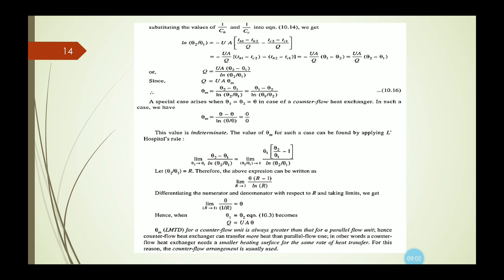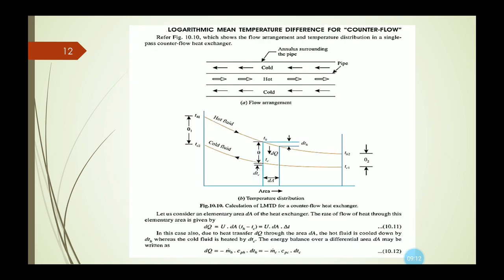So here theta 1 is Th1 minus Tc2, and theta 2 equals Th2 minus Tc1. Which we can see in this diagram, that is theta 1 equals Th1 minus Tc2, on the left hand side of this temperature distribution diagram, and theta 2 is written here on the right hand side of this temperature distribution diagram, which is actually Th2 minus Tc1, that is the outlet of the hot fluid and the inlet of the cold fluid. So this is equal to theta 2.